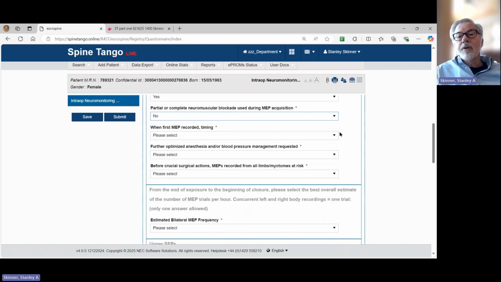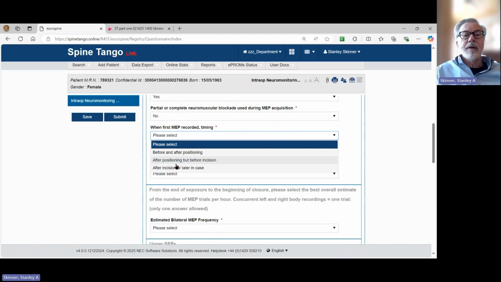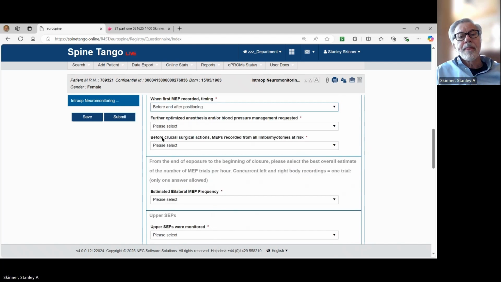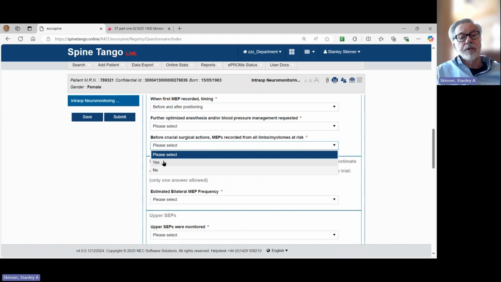When first MEP reported, in terms of timing, there are several possibilities. One of them is after incision or later in the case. Another is after positioning, but before incision. We're going to say before and after positioning. Before crucial surgical actions, MEPs recorded from all limbs and myotomes that are at risk. We'll say yes.